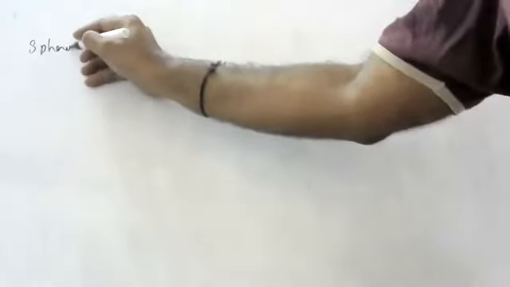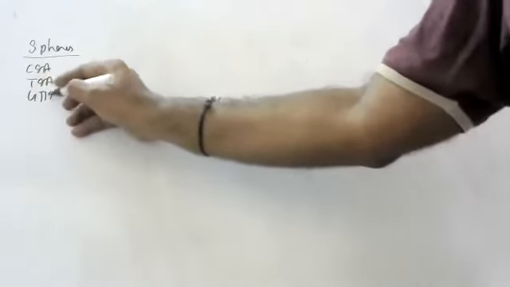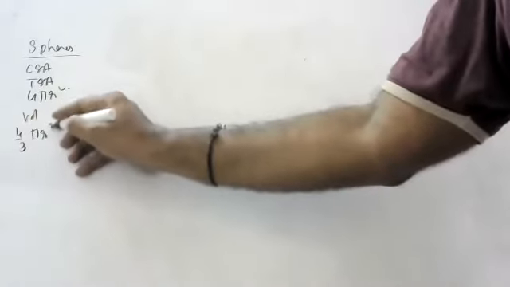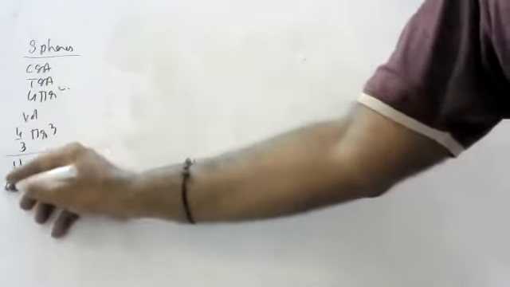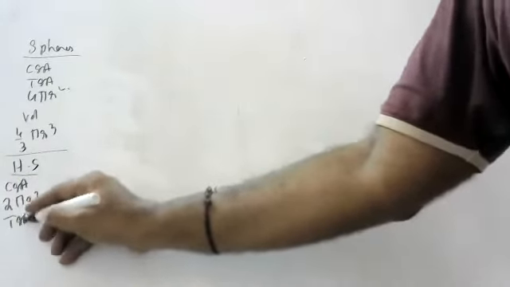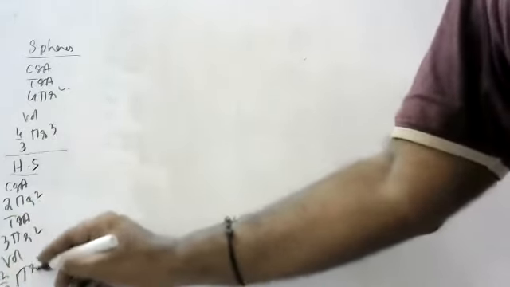Yes, sir. Okay, I will be keeping the formulas here for your reference when we are doing the sums. CSA, TSA is 4 pi r square. And the volume is 4 by 3 pi r cube, and for a hemisphere, CSA is 2 pi r square, TSA is 3 pi r square, volume is 2 by 3 pi r cube. These are the formulas we'll be using consistently.